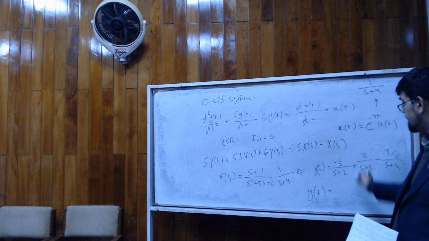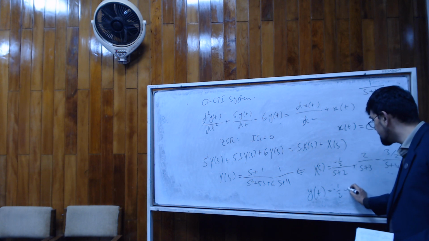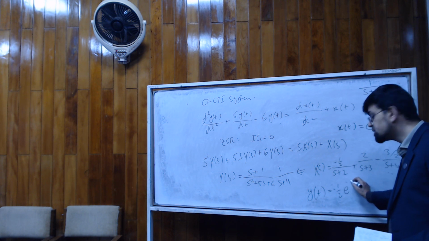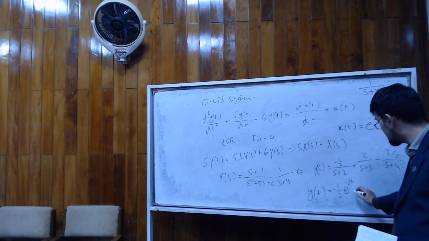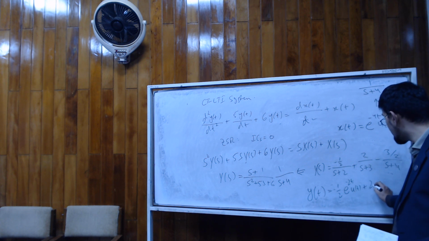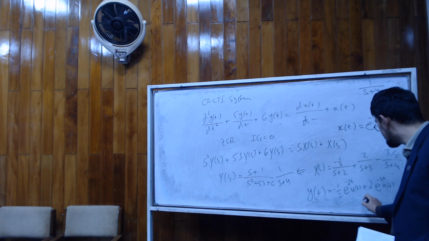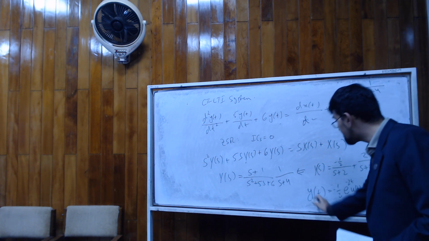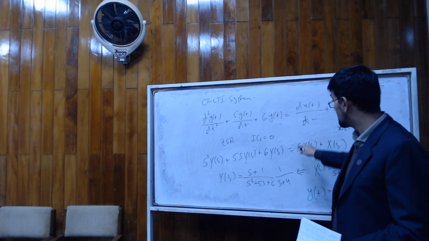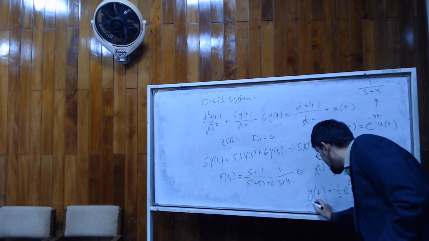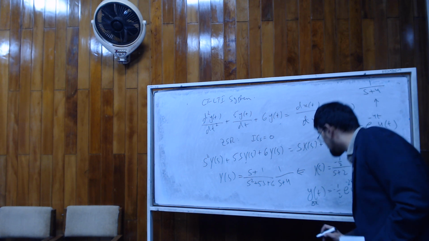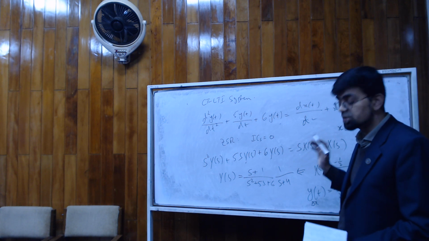What will this term become? Minus half times e raised to minus 2t u(t), plus 2 times e raised to minus 3t u(t), minus 3/2 times e raised to minus 4t u(t). So you have found the output, but with initial conditions 0. So we call it the zero state response. Done? Zero state response.